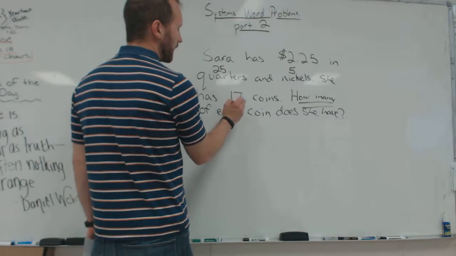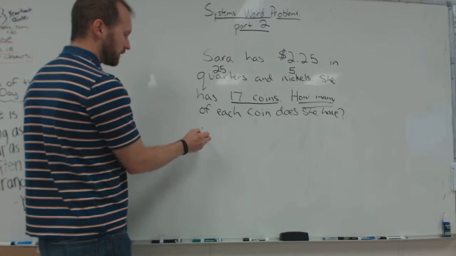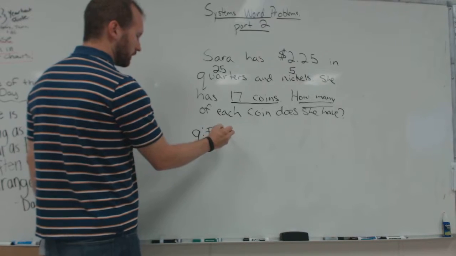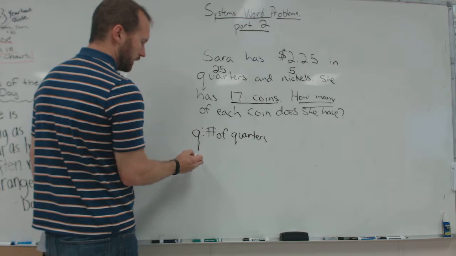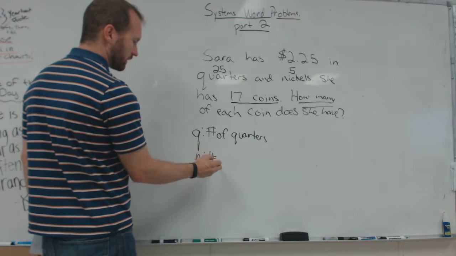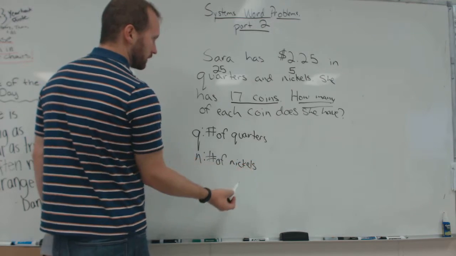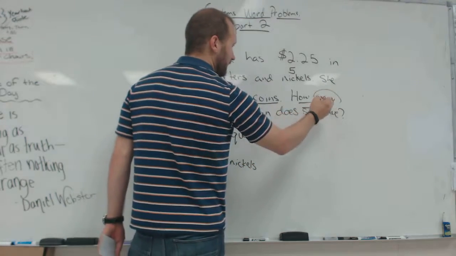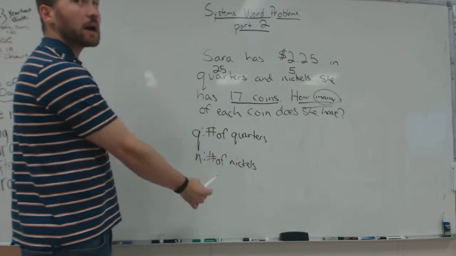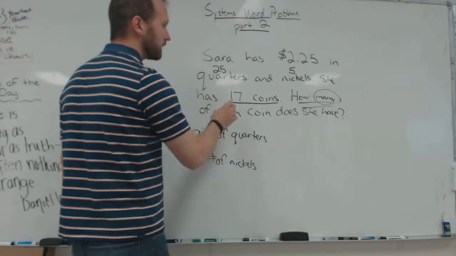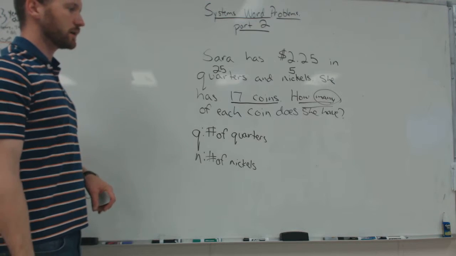The first equation we're going to write is the number of coins. So Q is going to represent our number of quarters. N is going to represent our number of nickels. And we're choosing that because they asked us how many. If they ask us how much something costs, our variables equal the cost. If they ask us how many, our variables equal the number. It's kind of a trick.